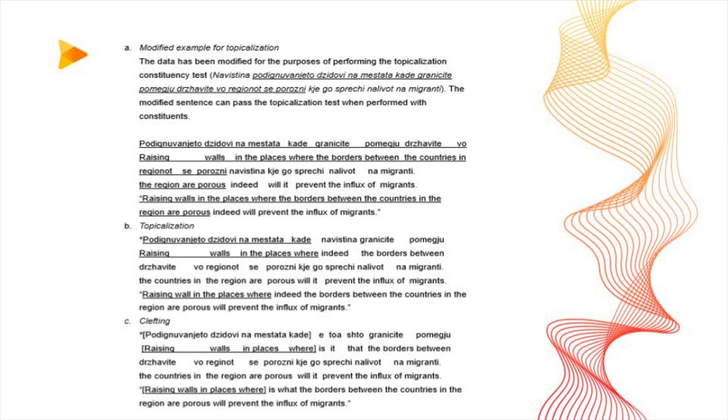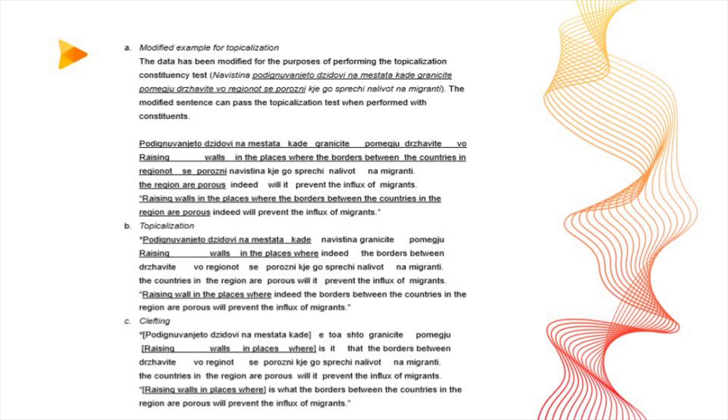So in the first example, we've modified the data for the purposes of performing topicalization constituency tests. Навистина подигнувањето ѕидови на местата каде границите помеѓу државите во регионот се порозни ќе го спречи наливот на мигранти, which translates into raising walls in the places where the borders between the countries in the region are porous indeed will prevent the influx of migrants.